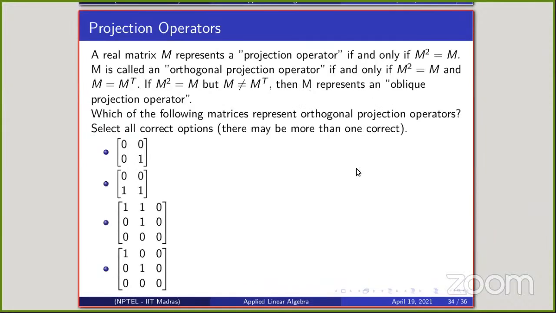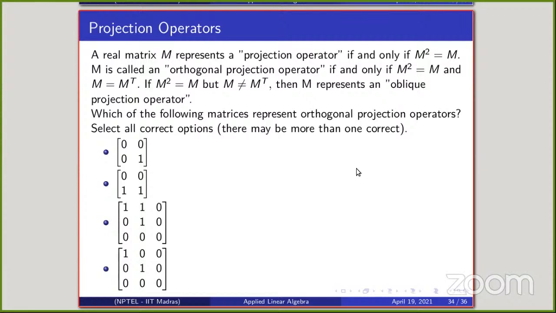Maybe we can go to the next question. This question is on projection operators. A real matrix M represents a projection operator if and only if M squared equals M. Such an operator is called an orthogonal projection operator if and only if M squared equals M along with M equals M transpose.